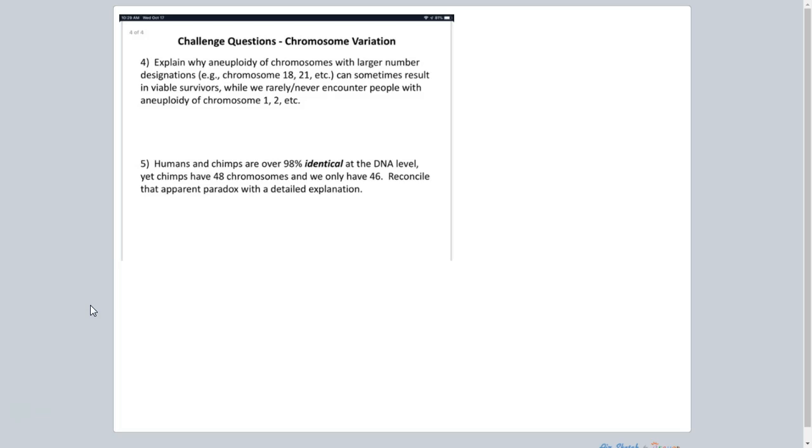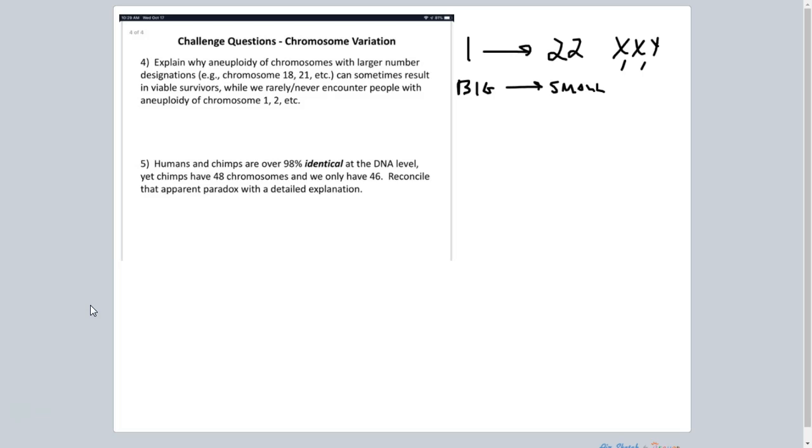The answer here comes back to what I talked about a moment ago in the karyotype question. Chromosomes are numbered 1 through 22, and then of course the sex chromosomes, by size order. So chromosome number 1 is the largest, and chromosome 22 is the smallest. If you think about it, chromosomes that are very large have more genes on them, of course, because they're bigger. And chromosomes that are quite small have fewer genes on them.